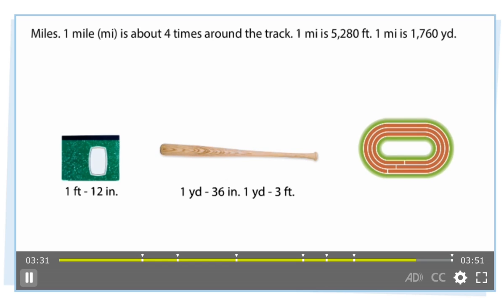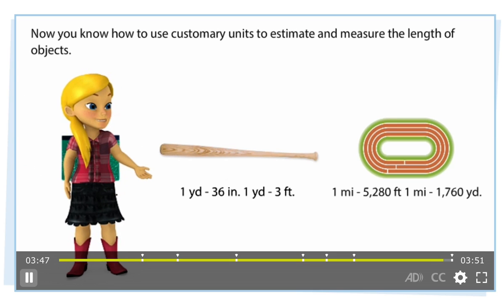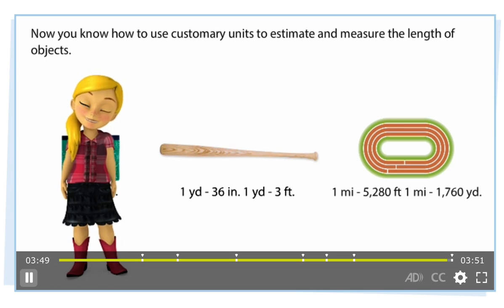Miles. 1 mile is about 4 times around the track. 1 mile is 5,280 feet. 1 mile is 1,760 yards. Now you know how to use customary units to estimate and measure the length of objects.